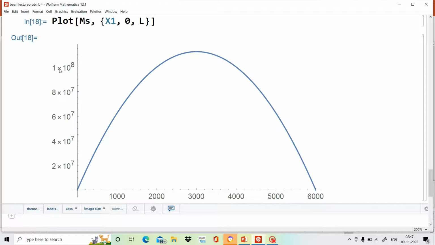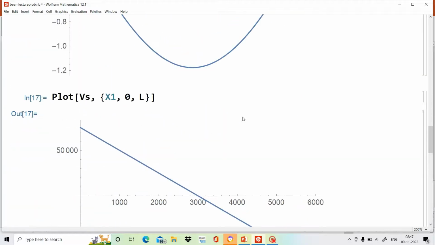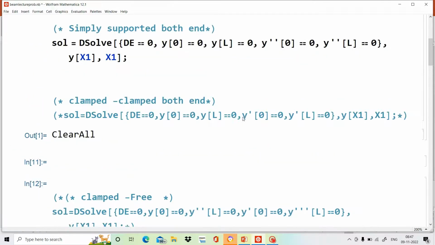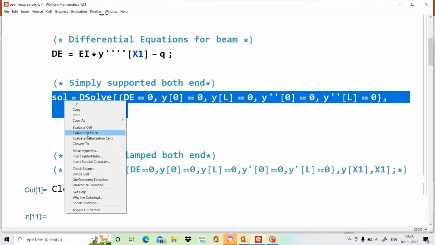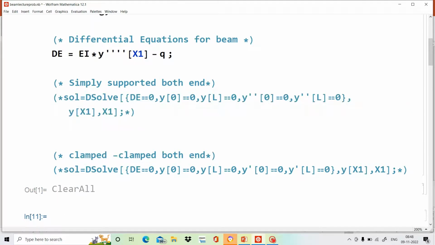The maximum is almost 1 into 10 to the power 8, somewhat larger than that. This is shown for the simply supported case, where the bending moment is positive throughout the length of the beam. So we have done the case of simply supported at both ends. But let's now comment it out, and we will go to the clamped condition.